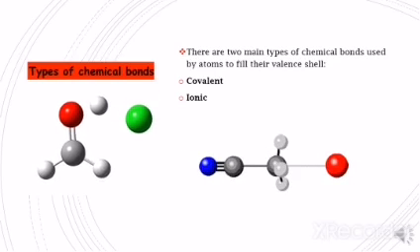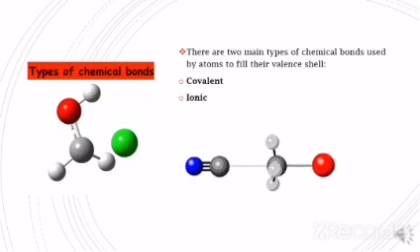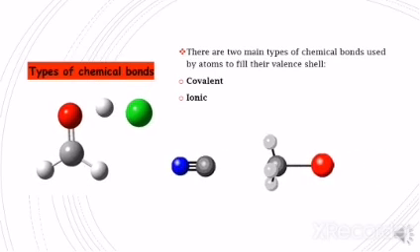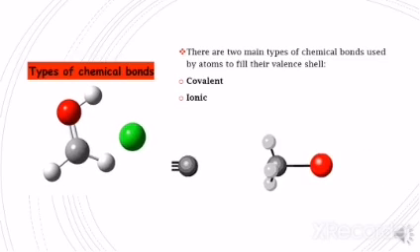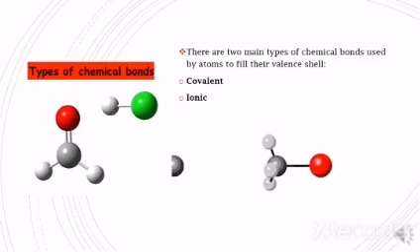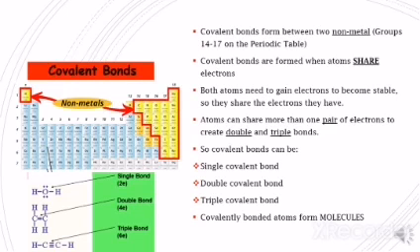Now we'll talk about the types of chemical bonds. I have two main types of chemical bonds, the covalent one and the ionic one. Covalent bonds are formed between two nonmetals. These nonmetals are found in groups 14 till 17 on the periodic table, as you see in this slide. The covalent bonds are formed when atoms share electrons.